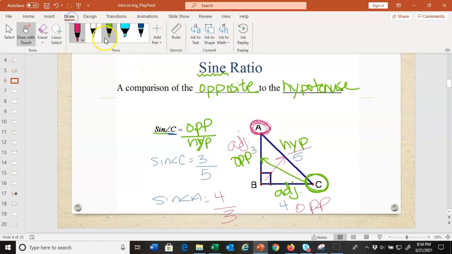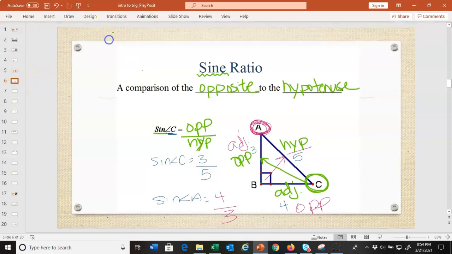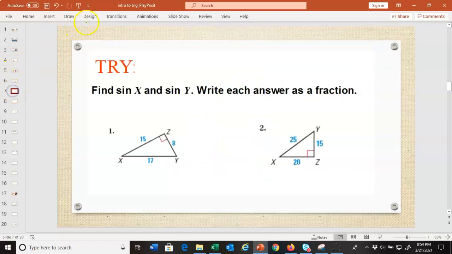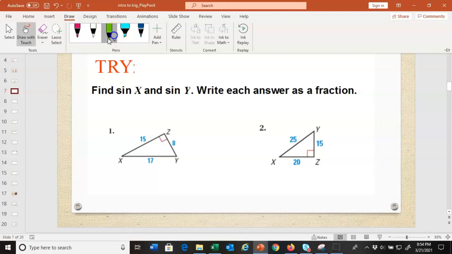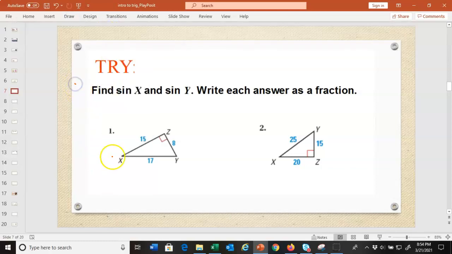Okay, let's try another one. Let's go to the next. Actually, we could do an example here. I have 2 pens here, and I think I like the thicker one. It says find the sine of x and the sine of y. So they're asking you for a specific angle of perspective. They give you x, so we'll start with that one first.